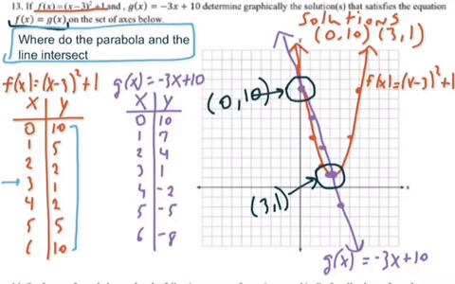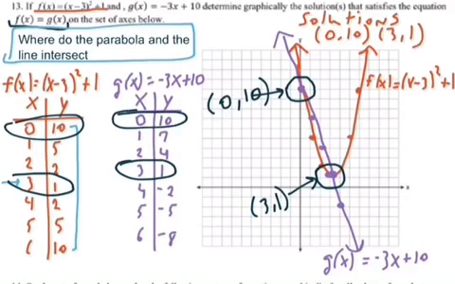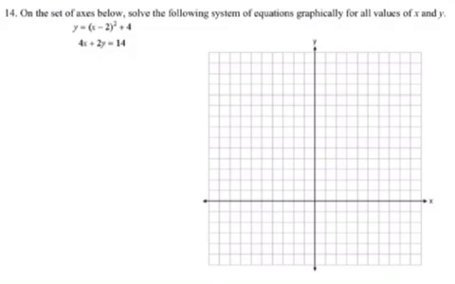Another way to find your intersection or the solutions is to look at your table of values. Where the coordinates are the same will also be your solutions. (3, 1), (3, 1), (0, 10), (0, 10). Those answers match with the solution that you got from the calculator earlier, therefore you know that your solution is correct. Let's go on to question number 14.